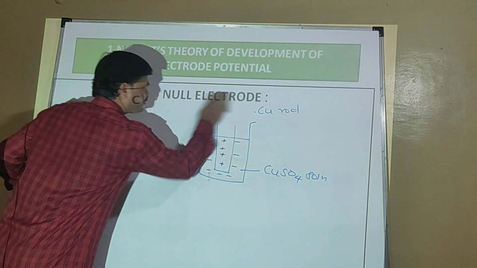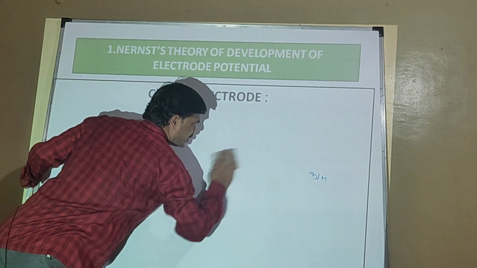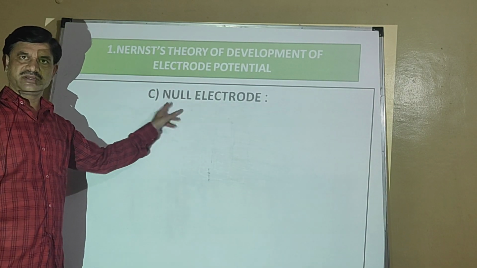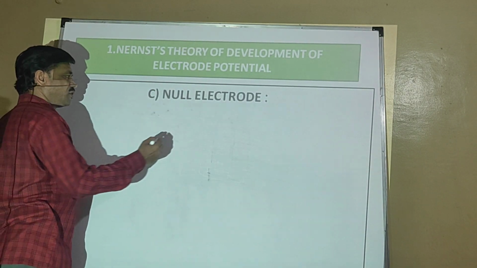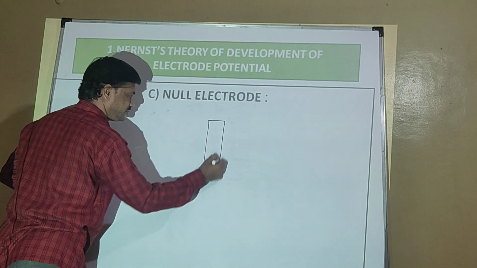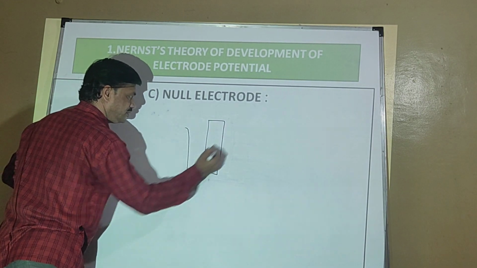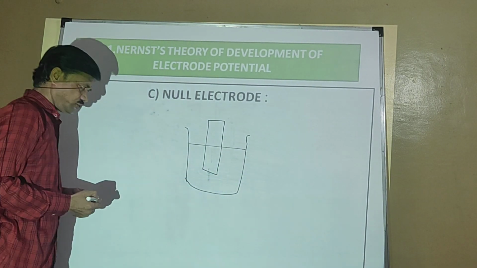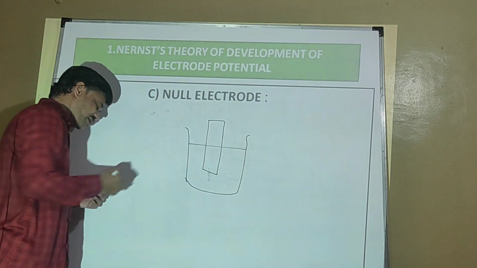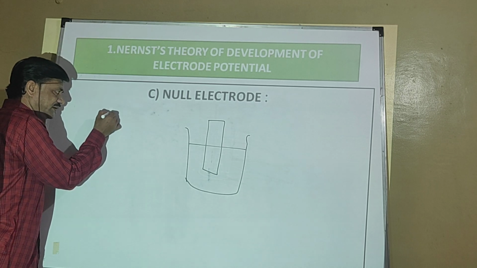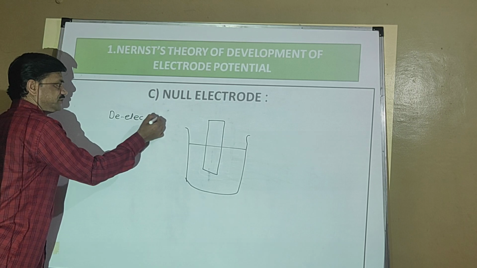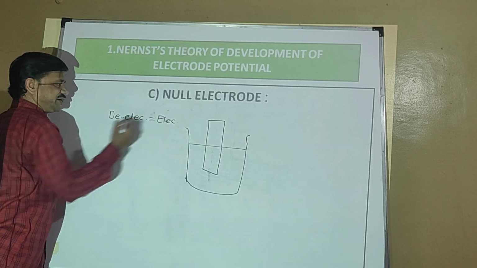Check last condition. What does the word itself suggest? We are going to consider here which electrode? Null electrode. So in this case what happened? Suppose this is the metal rod under study. It is dipped in metal ion solution. So in this case what happened? Rate of these two phenomena, which ones? De-electronation is equal to rate of electronation.